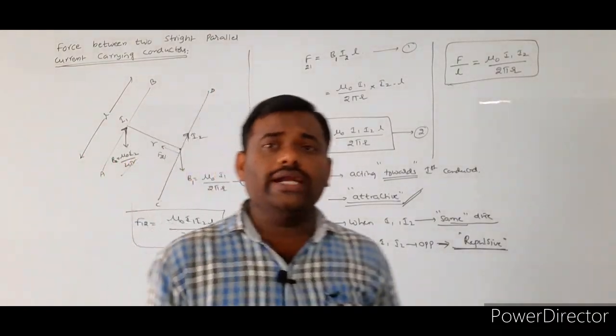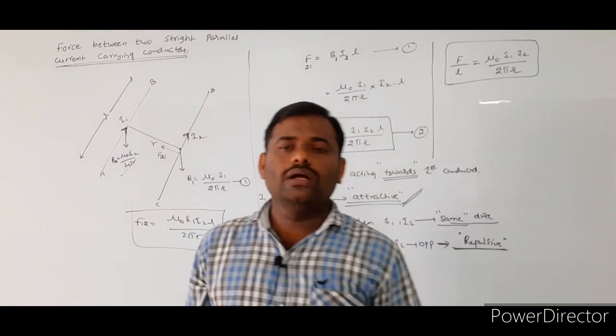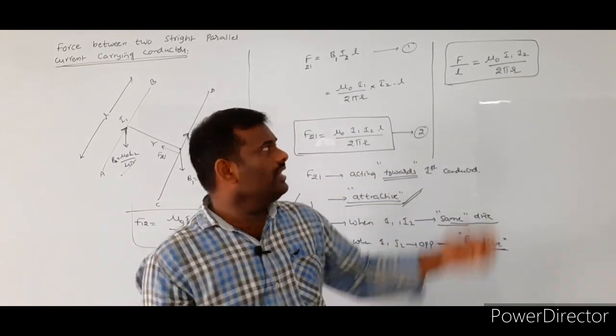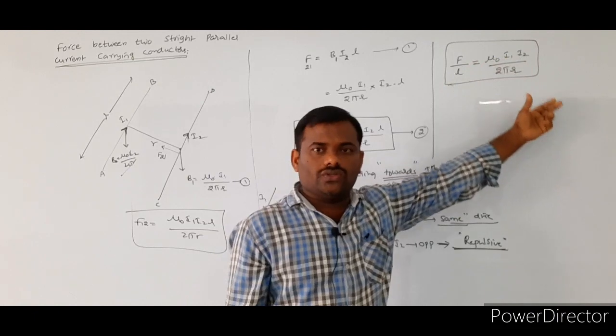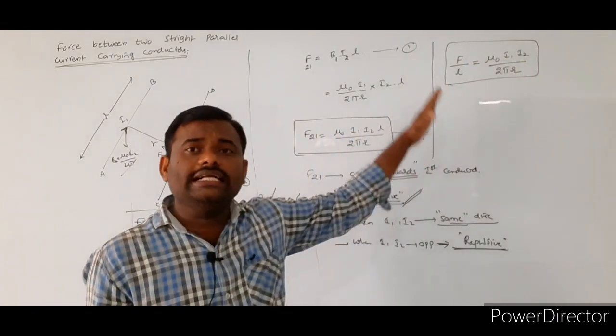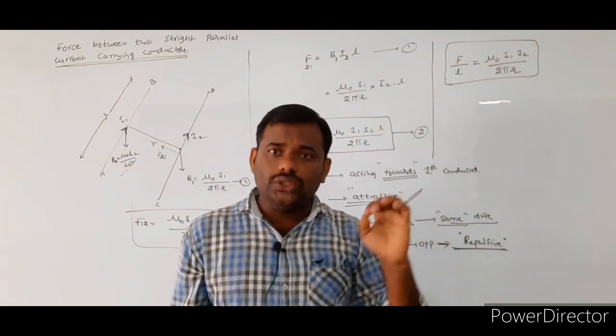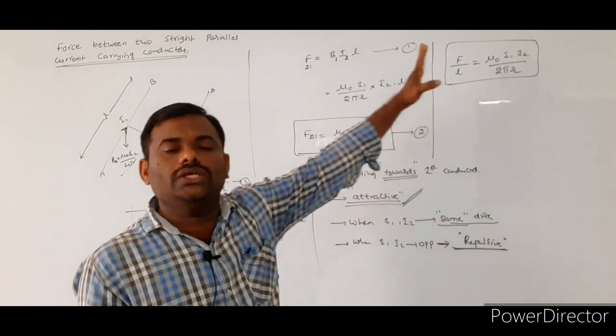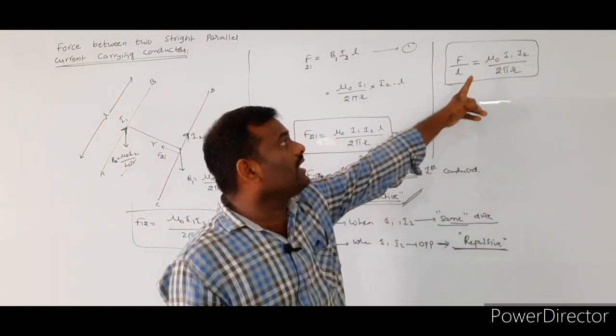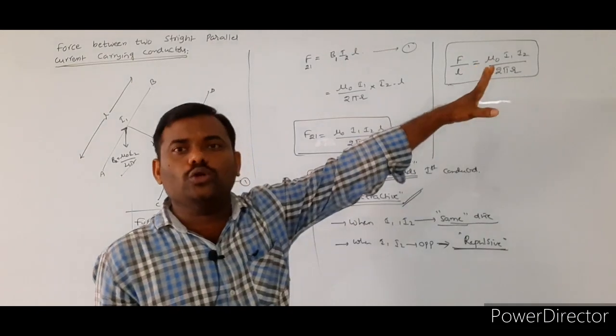This is a very, very important question from the board point of view, and for JEE and NEET also this formula is very useful. So, F by L denotes the force acting per unit length, and that value is equal to mu naught I1 I2 by 2 pi r.